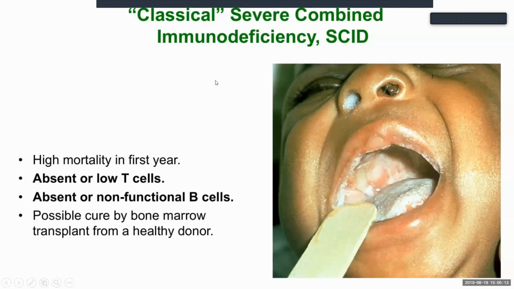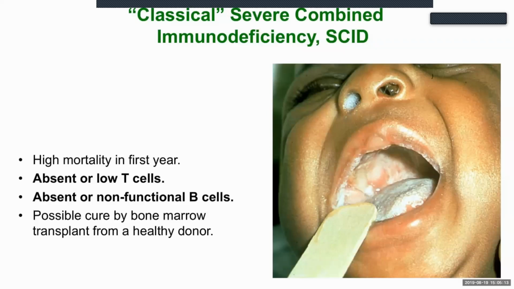Now, the last disease that I want to talk about is SCID. It is severe combined immunodeficiency. So what are the features? There is high mortality in the first year, which means within the first year, the child might die. Okay. The chances are very high. Absent or low T cells. Just imagine that the immunity is totally crashed. The T cells and the B cells are either absent or very low. They are not functioning properly. And the possible cure will be a bone marrow transplant from a healthy donor.